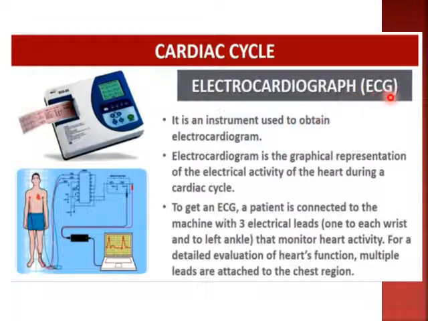Electrocardiograph, that is ECG, is an instrument used to obtain the electrocardiogram. An electrocardiogram is a graphical presentation of the electrical activity of the heart during the cardiac cycle. To get an ECG, the patient is connected to the machine with three electrical leads, one to each wrist and one to the left ankle, that monitor the heart activity. For detailed evaluation of heart function, multiple leads are attached to the chest region.